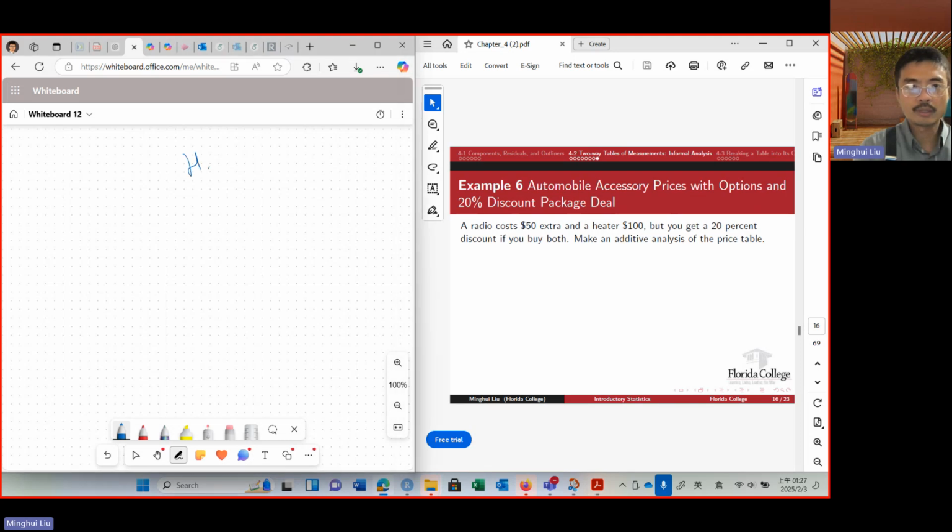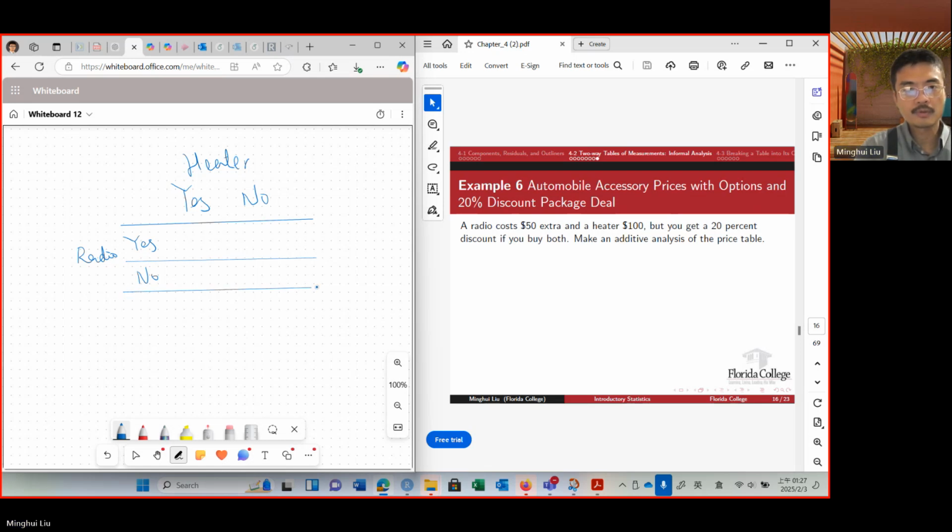So here you can have a heater. You can say yes or no, and now you can have the radio. You can also say either yes or no, and now this should give us a 2x2 table that divides everything into 4 categories. So you can say yes to either one of these two or both of them, and you can say no to either one and both.